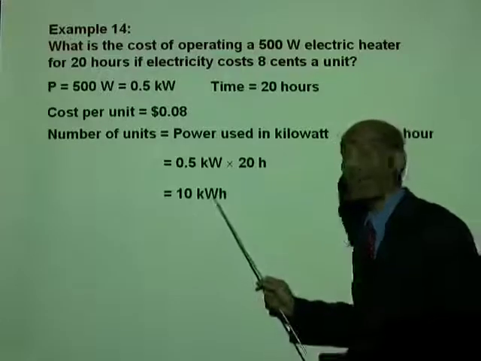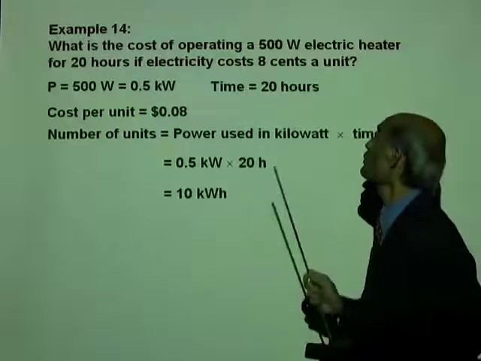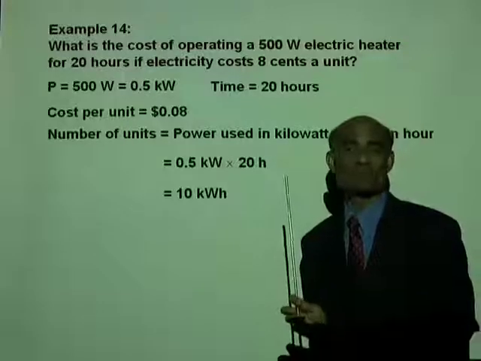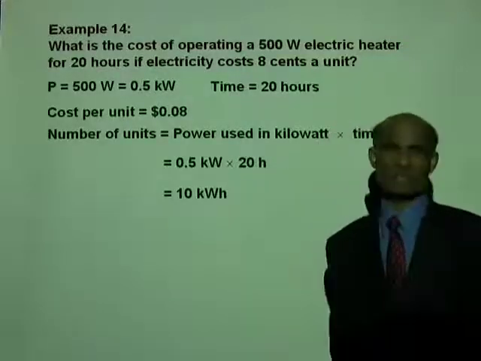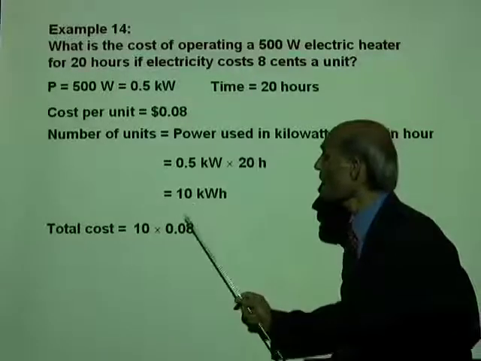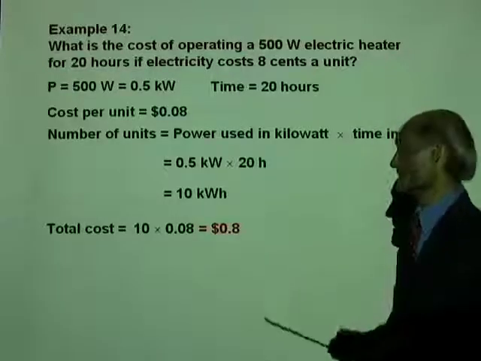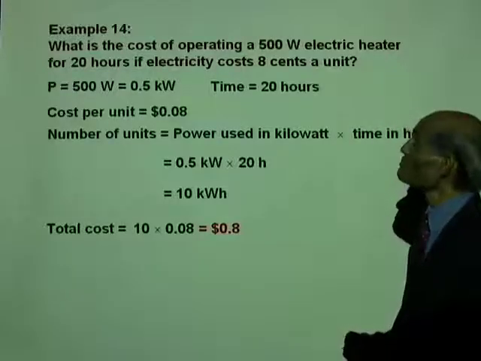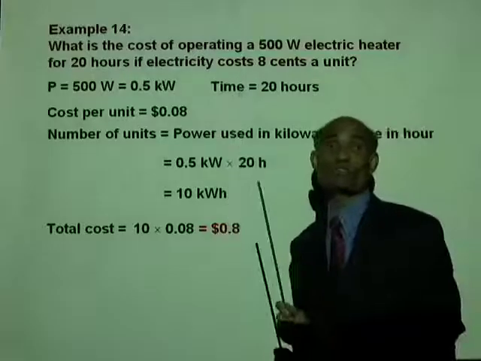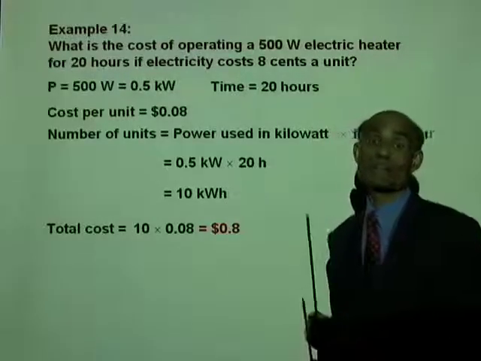And this is what we call one commercial unit. And each unit costs 8 cents a unit. It now costs about 10 cents a unit. So the cost is number of kilowatt hour multiplied by the cost per unit. That will be $0.8 is the cost of using that equipment for about 20 hours.